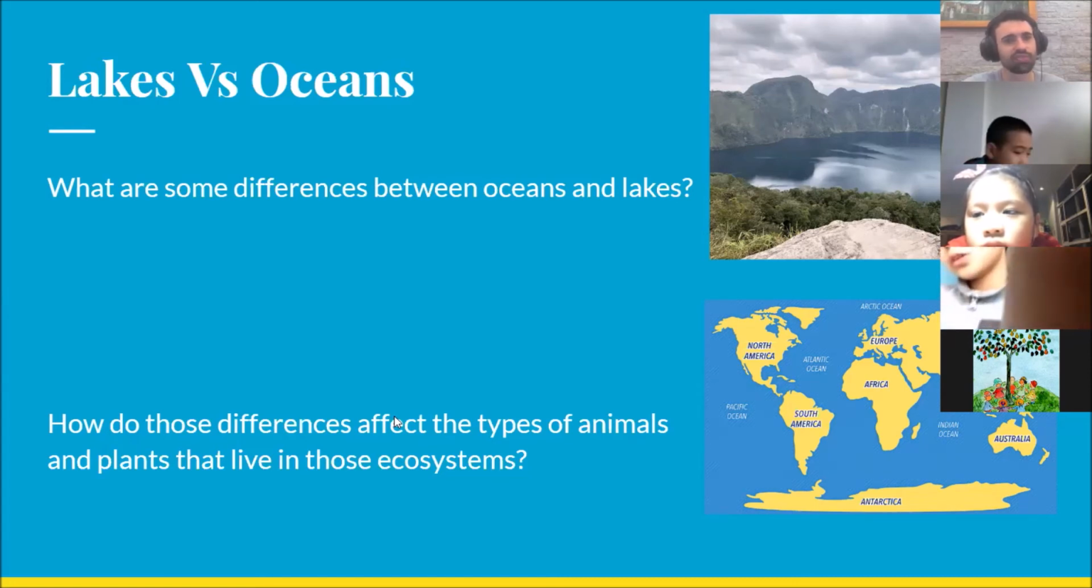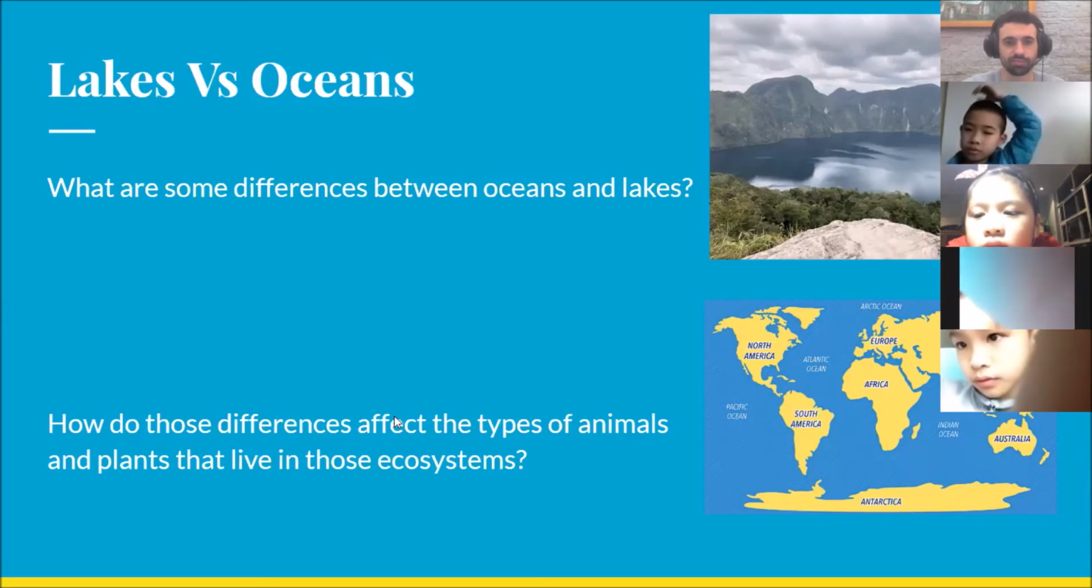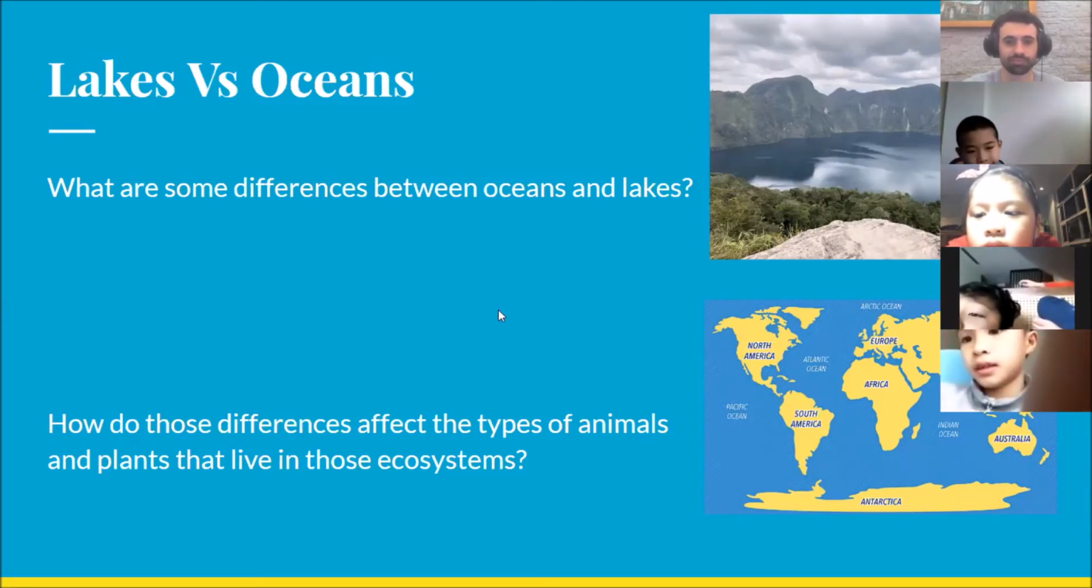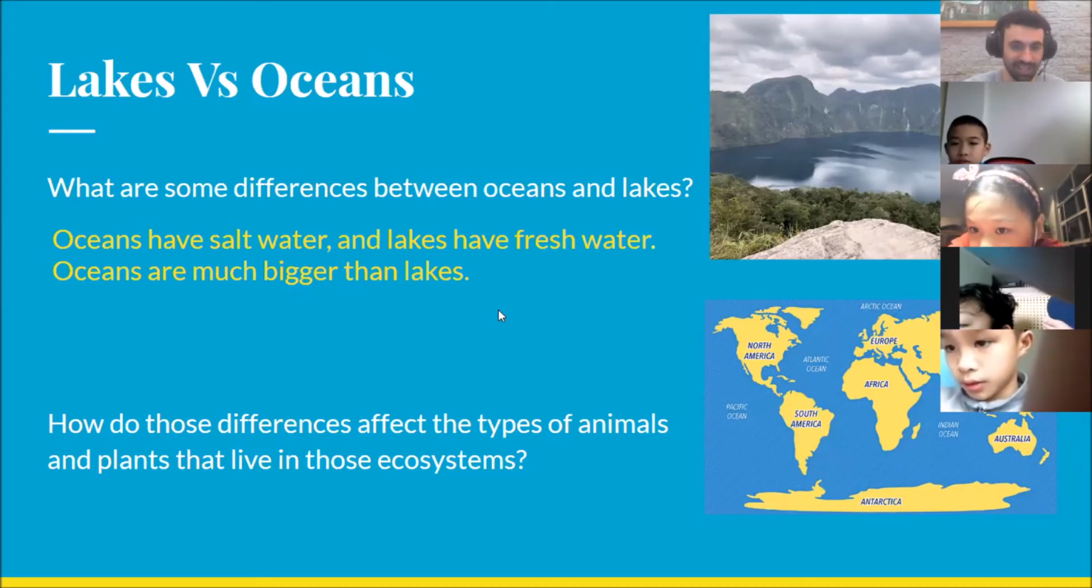Vinny, what is a difference between an ocean and a lake? The ocean is bigger and saltier, and the lake is smaller and it has fresh water. You nailed it on the head. Oceans have salt water and lakes have fresh water, and oceans are much bigger than lakes.